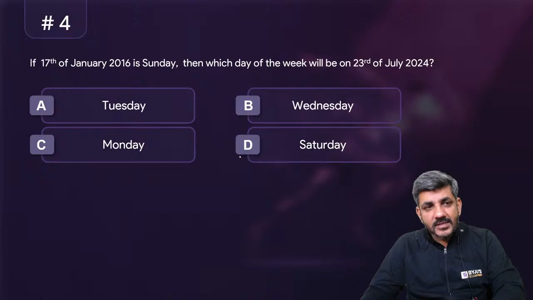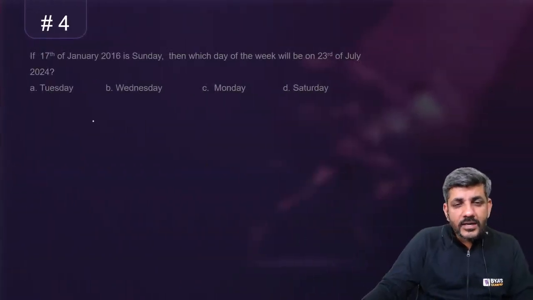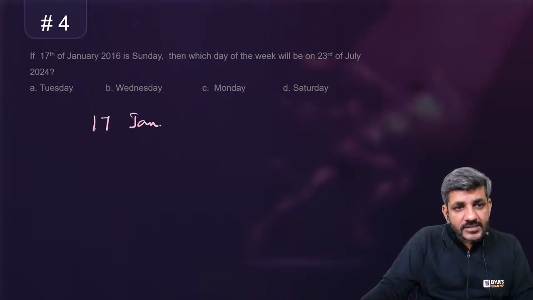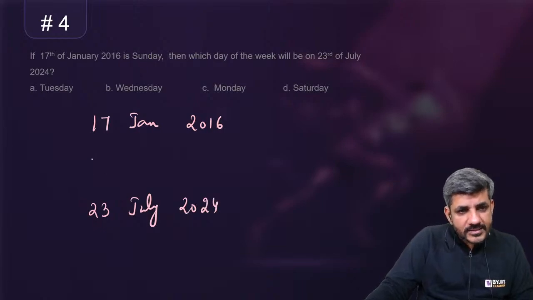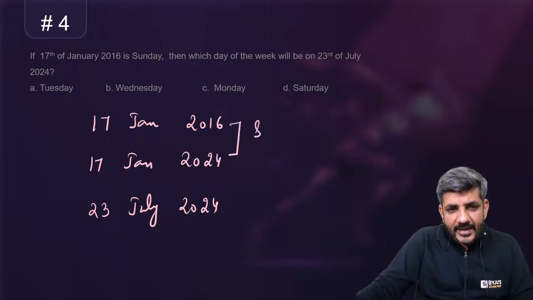चलिए जी देखते हैं सही आंसर क्या है. If 17th January 2016 is Sunday, then what day of the week will be 23rd of July 2024? 17th January 2016. And we have to go to 23rd of July 2024. First of all, I'll go to, let's say, 17th of January 2024 only.